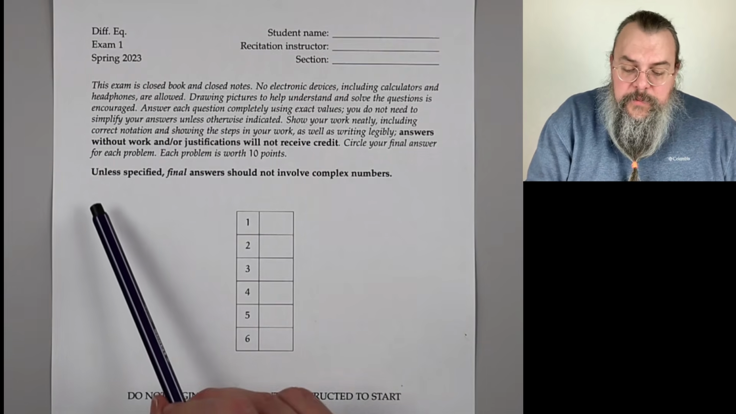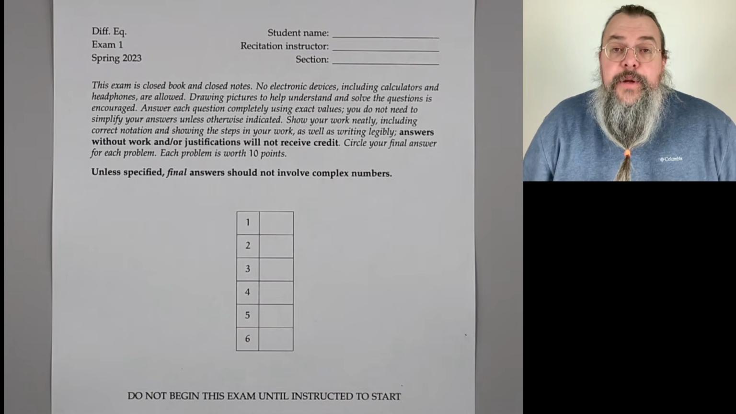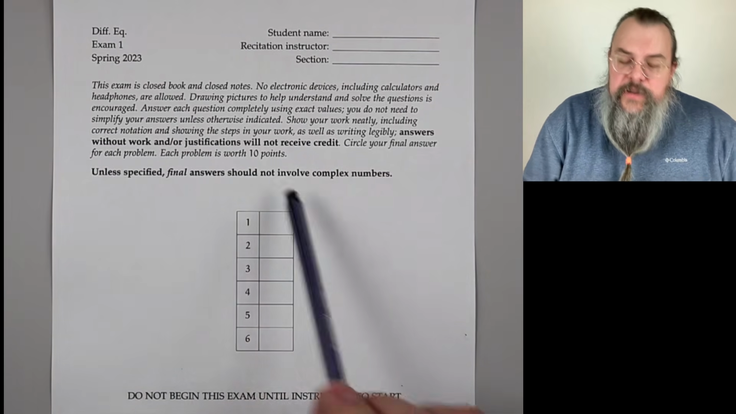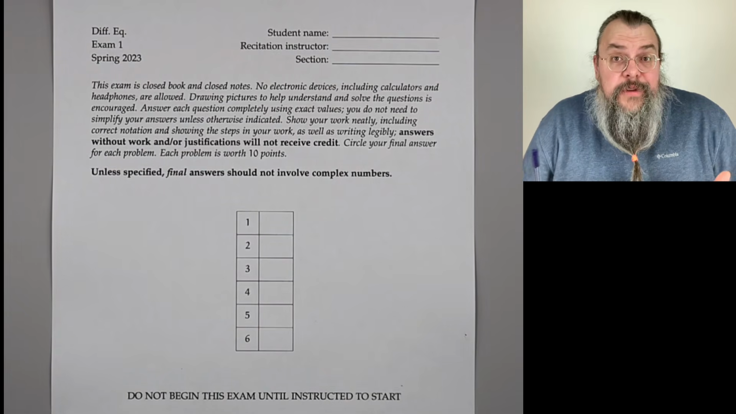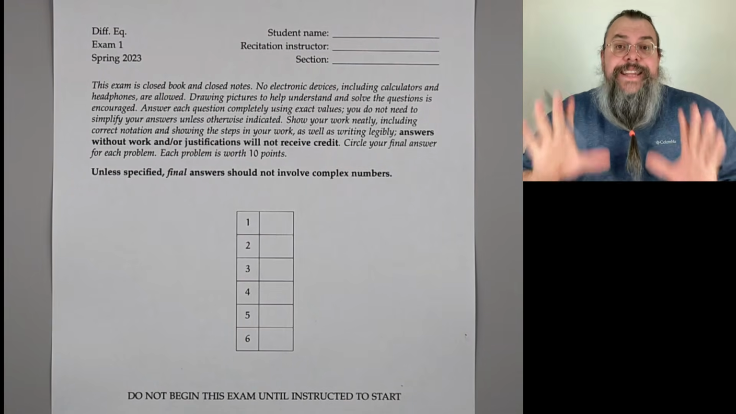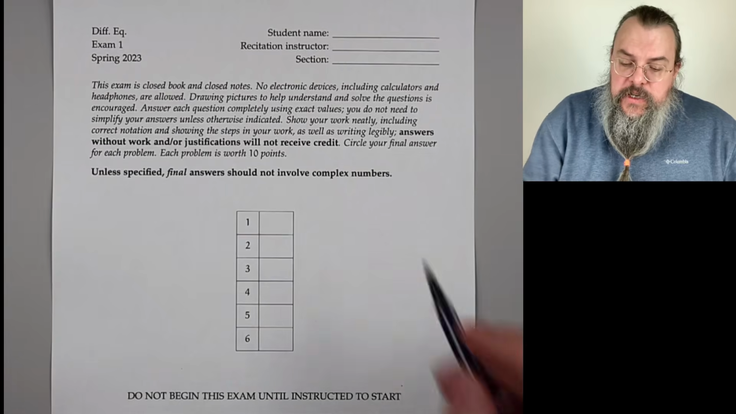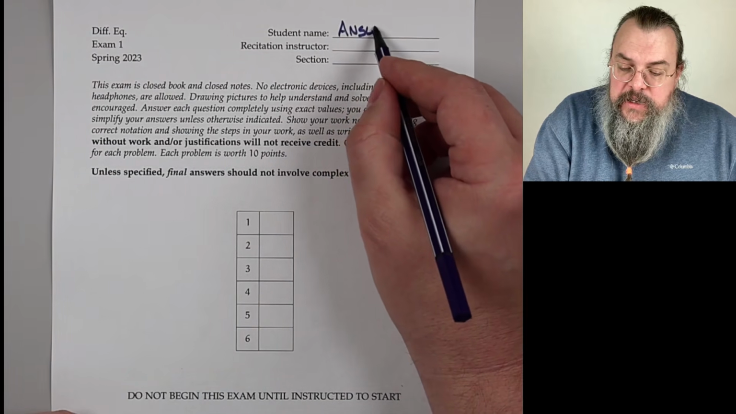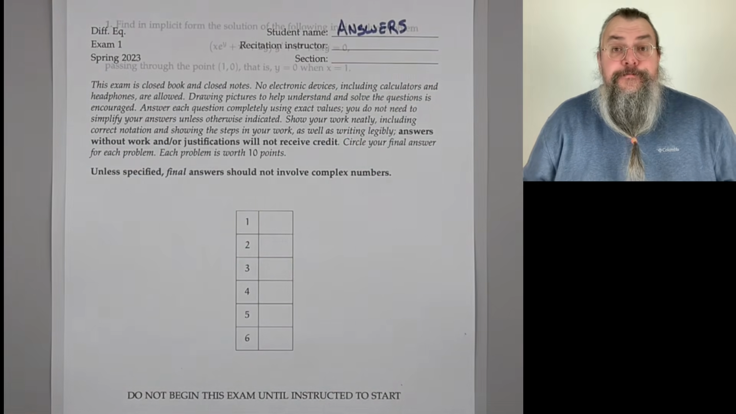And note that this semester we've added a new instruction, and it may or may not play a role in things to come. But just note, our final answer should not involve complex numbers, which isn't to say we can't have complex numbers show up in our method of solution. It's just at the end, there's no complex numbers. All right, well, we should start this by writing down that this is going to be our answers, and then we'll be ready to go.